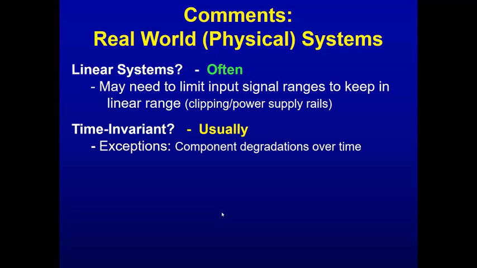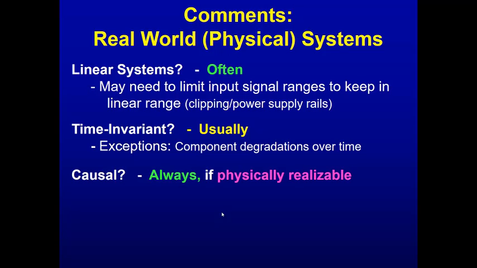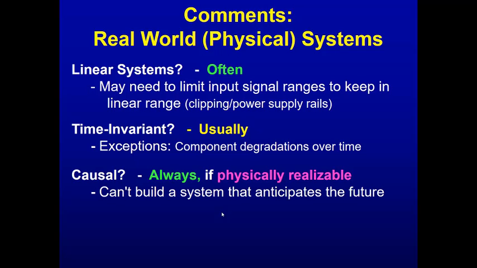Are systems causal? Well, if it's a real-world system, something that operates with physical components, it has to be. We can't build systems that anticipate the future. Dynamic? Well, usually. Static systems are pretty limited, kind of boring, and so most of the systems we're going to run into are going to be dynamic systems, and certainly most in this course will be dynamic. So the typical kind of system we're going to be operating with is going to be dynamic, going to be linear, going to be time invariant, most likely causal, and probably stable.